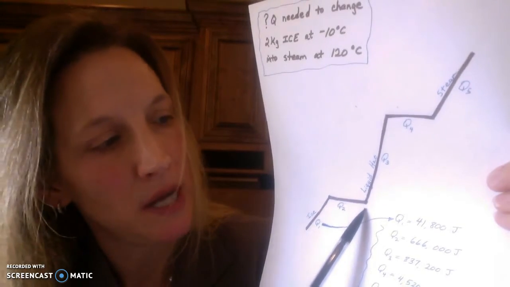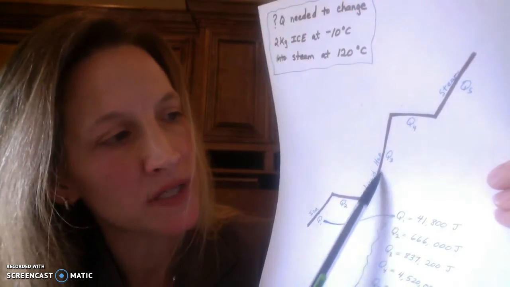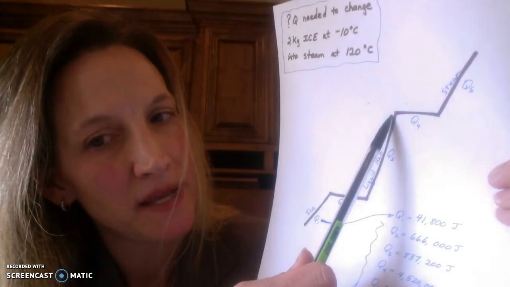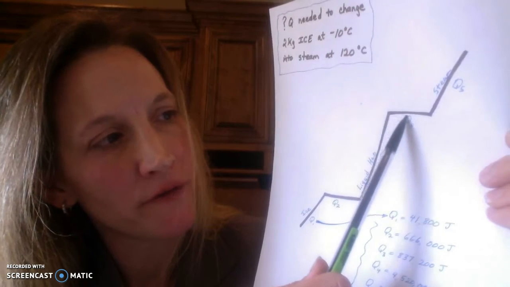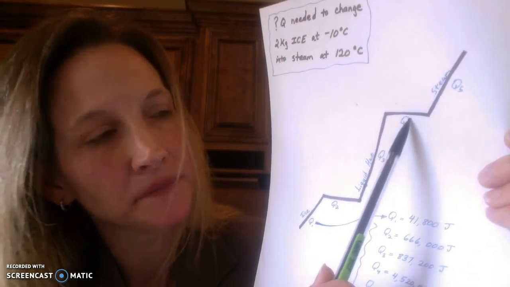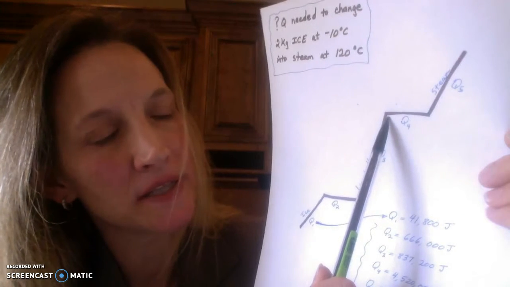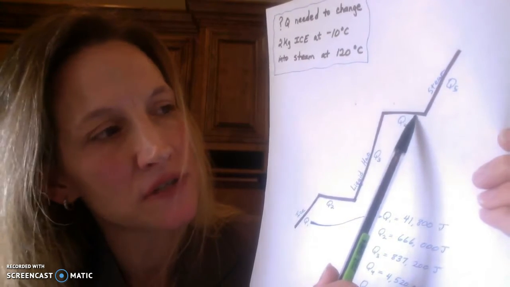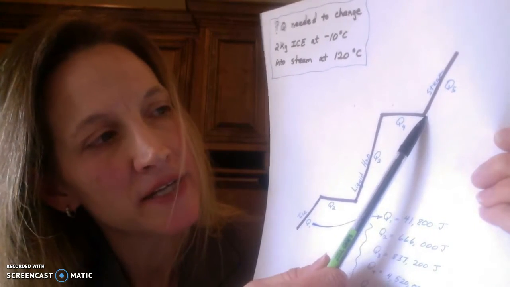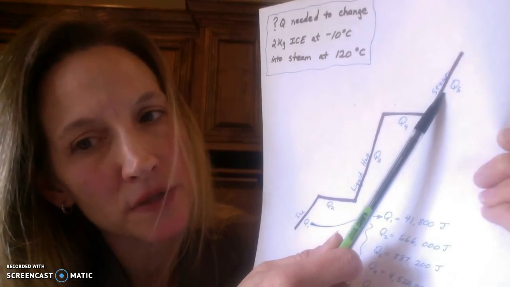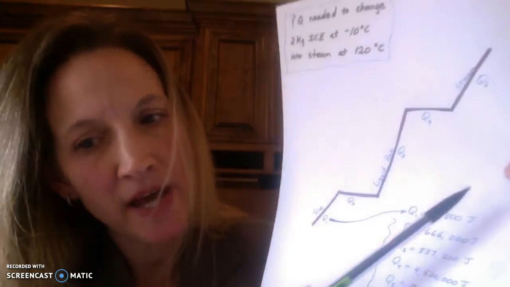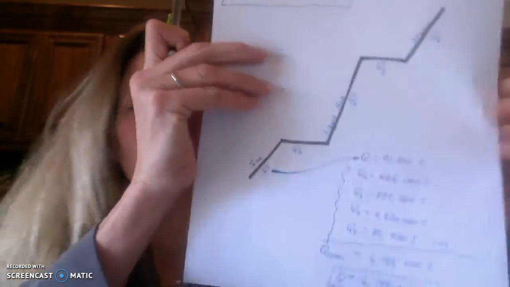That's Q2. Q3, I'm going to take my 0 degrees and go up to 100 degrees. That's my liquid water. Q4, my liquid water changes into steam. That is the latent heat of vaporization. Q equals mLV. And now that it is steam, I'm going to heat it up to 120 degrees. Q is MC delta T. So I have 5 heat changes.